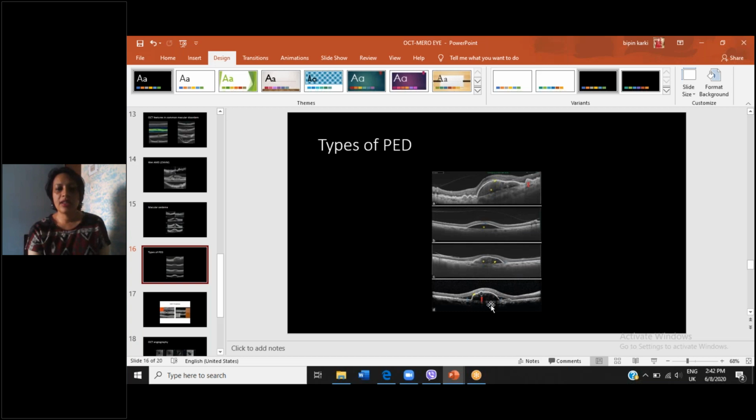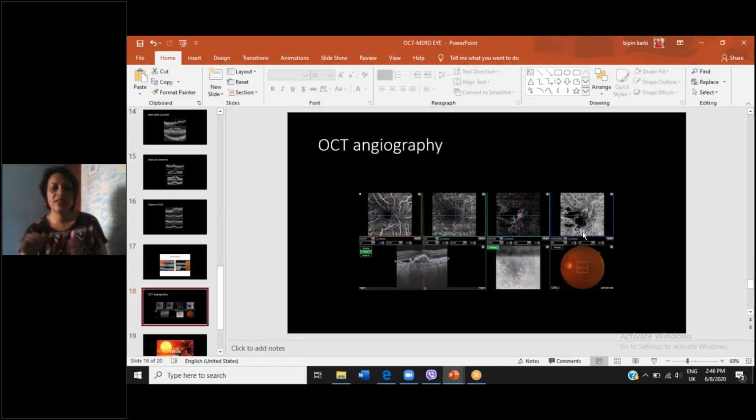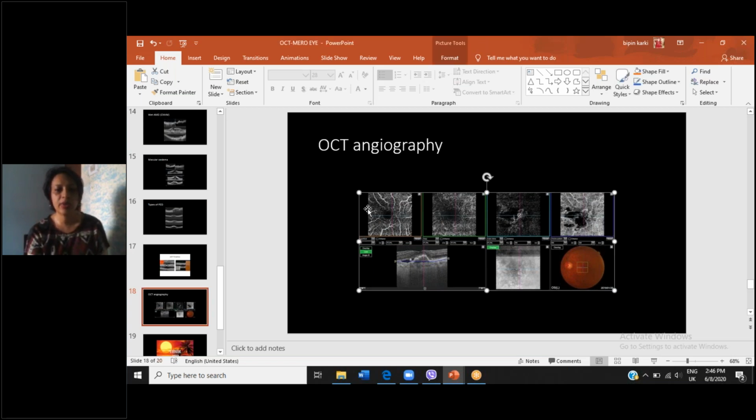So this one here shows us the superficial capillary layer, and this is the deep capillary layer. This is the layer at the level of the RPE, and then this is underneath the RPE. So this is how they segment the retina into four layers, and you can get a picture of what's happening where. So the superficial and deep capillary layer seems pretty much normal to me. It's a little bit sparse, but it's not majorly affected.